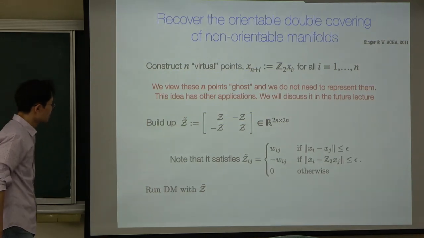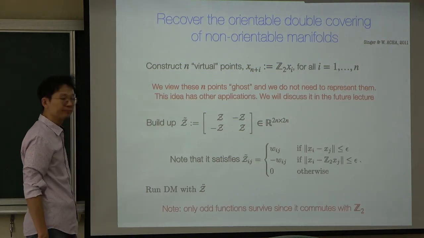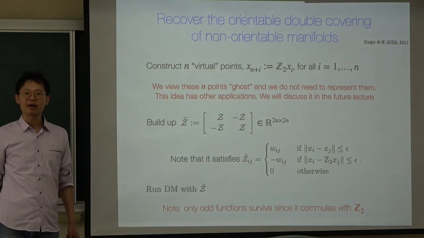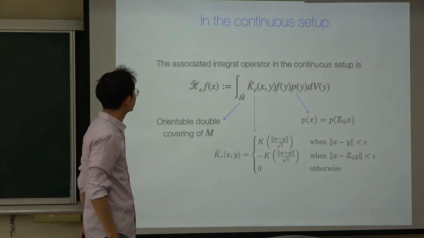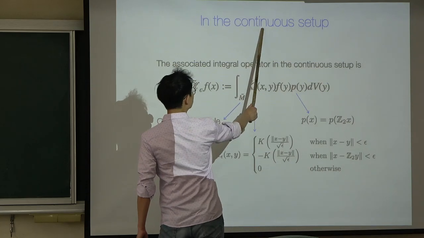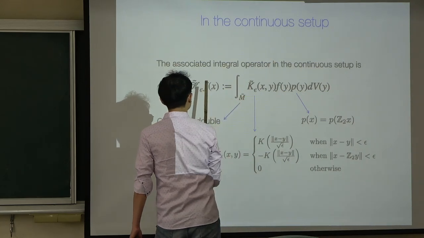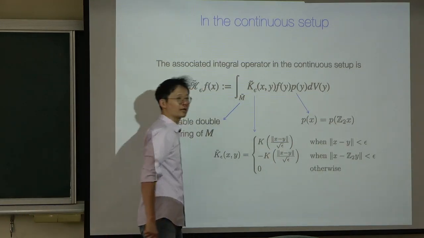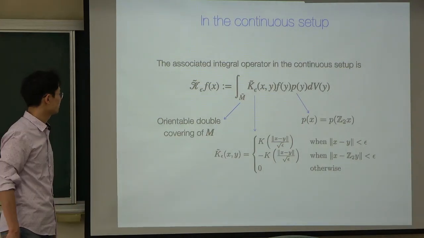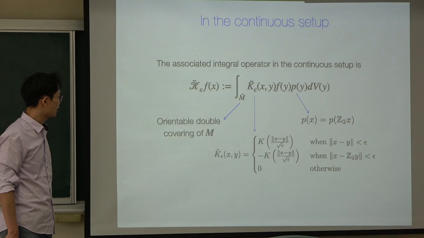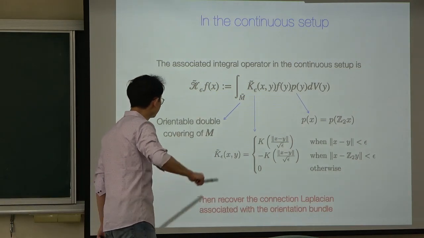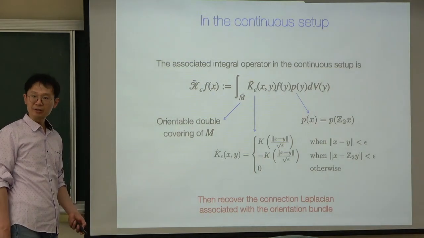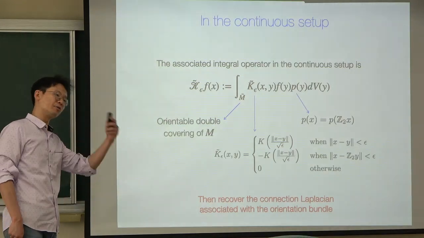And with this affinity, you can run diffusion map. And because of the positive sign, only the R function will survive. And what you can say is, asymptotically, in a continuous setup, it is associated with this integral kernel. And this integral kernel will allow us to get the desired Laplace Beltrami operator and recover the double covering. So that is the overall theoretical idea underlying this ghost point assisted recovery of the orientable double cover.